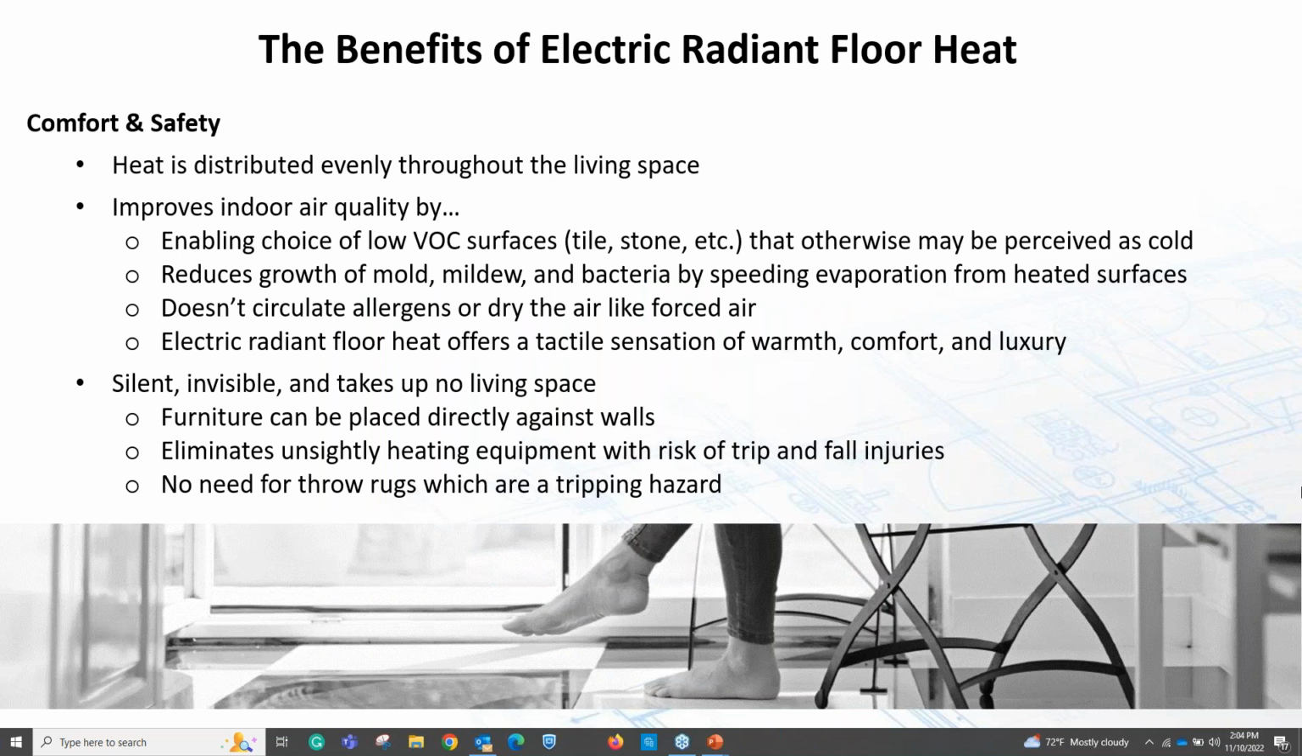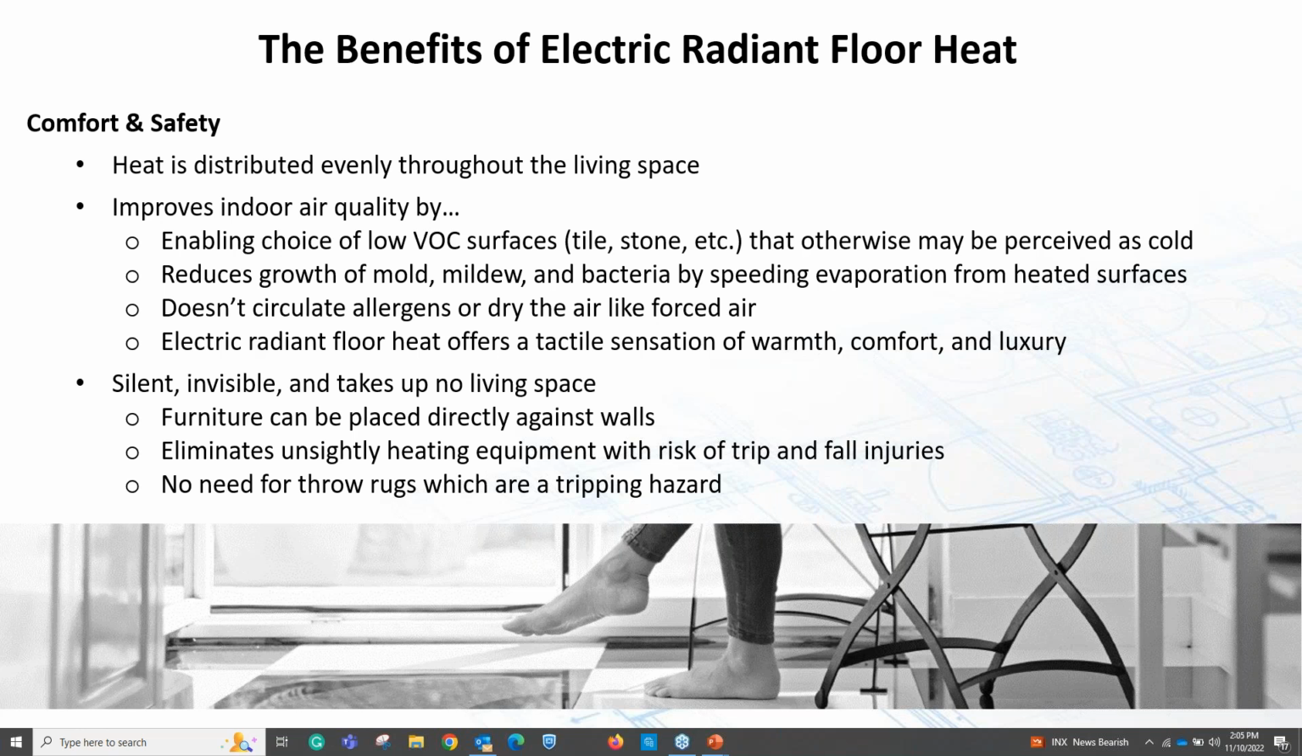So the benefits of using electric radiant floor heating is the heat's distributed evenly throughout the living space. You don't have cold spots per se. Using HVAC, of course, most all of your heat is going to be in the ceiling. You don't have that problem with a radiant floor. It radiates from the floor, heats all your objects in the room and moves its way up, which makes it feel much more comfortable.